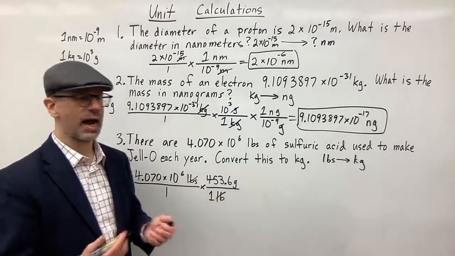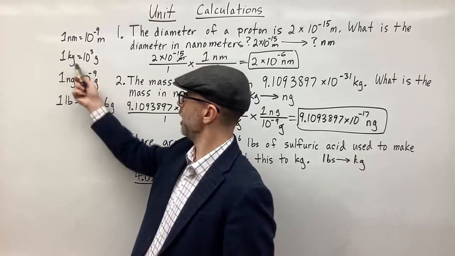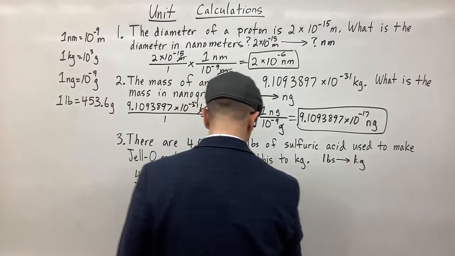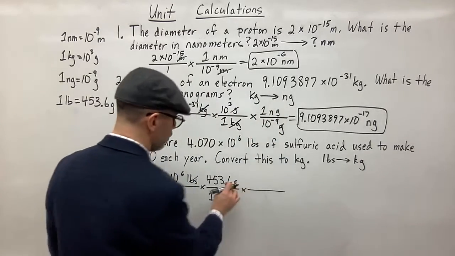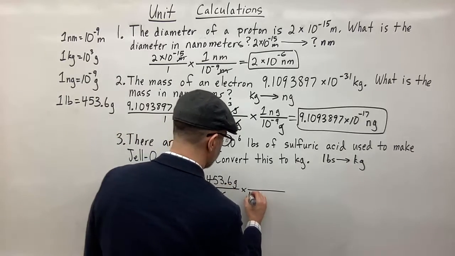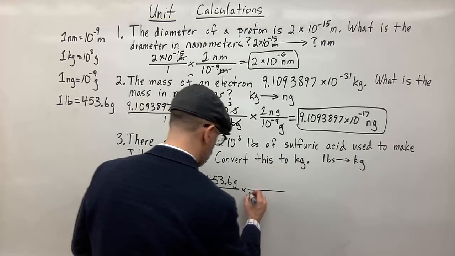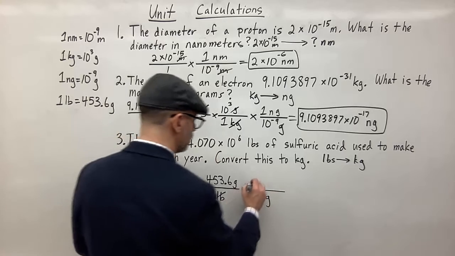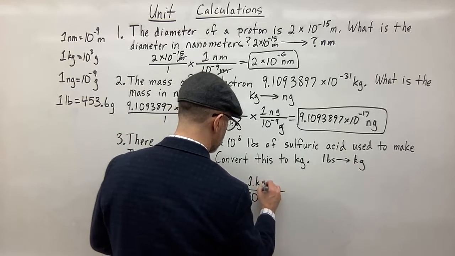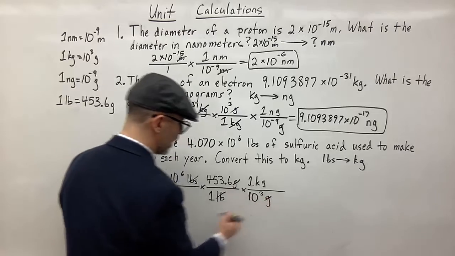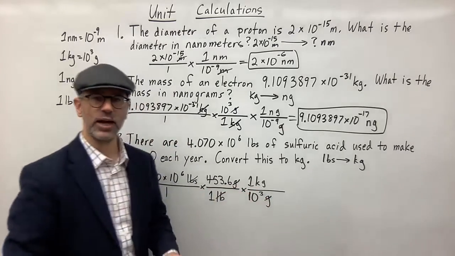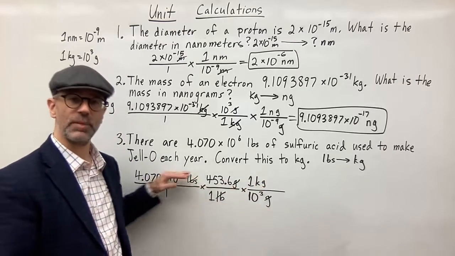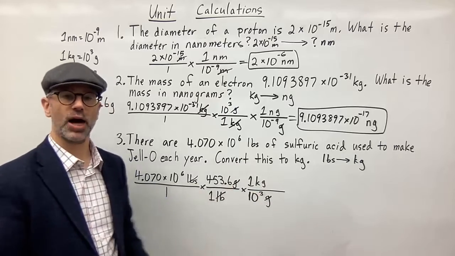Now that I have grams, I can use 1 kilogram is equal to 1,000 grams. So let's go ahead and do that. So I have grams on top, so I'm going to put the grams on the bottom. So 1,000 grams, or 10 to the third grams on the bottom, and 1 kilogram on top. So grams cancels out, and I have my kilograms. So I'm done. So now all I need to do is multiply and divide. Multiply by everything on top, divide by what's on the bottom, and I get my answer.